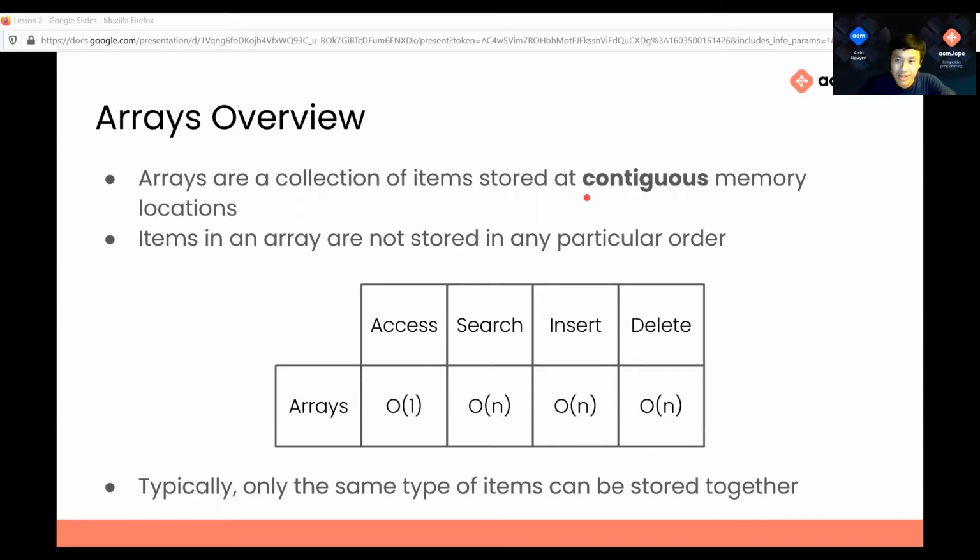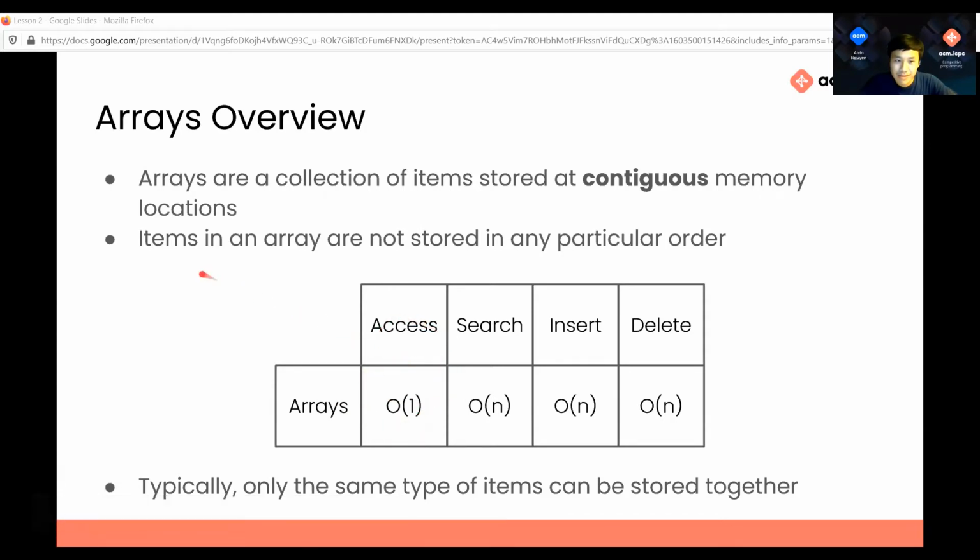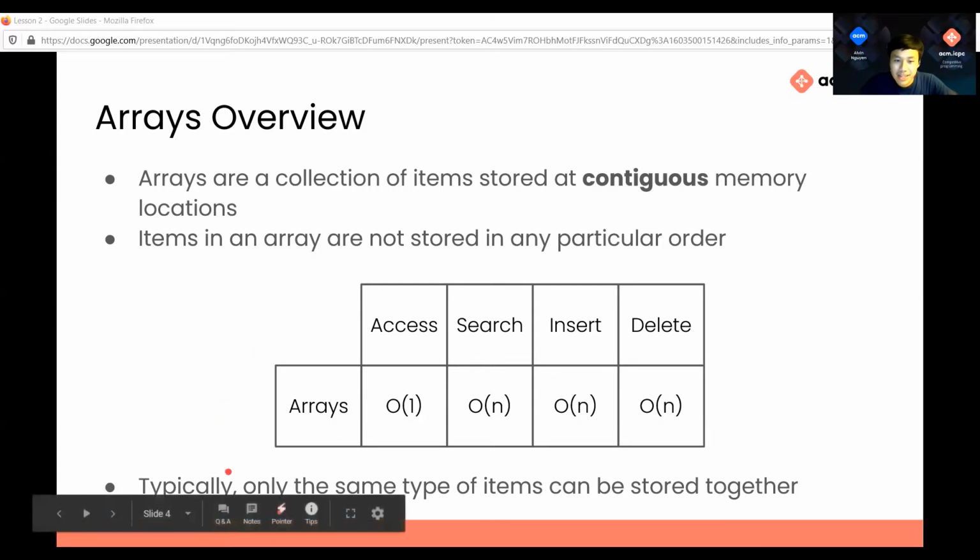This is the defining feature of arrays. Arrays are all stored together in memory, which makes it easy to get any particular index. All you have to do is a little bit of calculation. Under the hood, the computer does a few calculations to grab any index that you want, which is what leads to an access of O(1) runtime. And items are not stored in any particular order. You can store in any order that you want, and typically the same type of items are stored together.